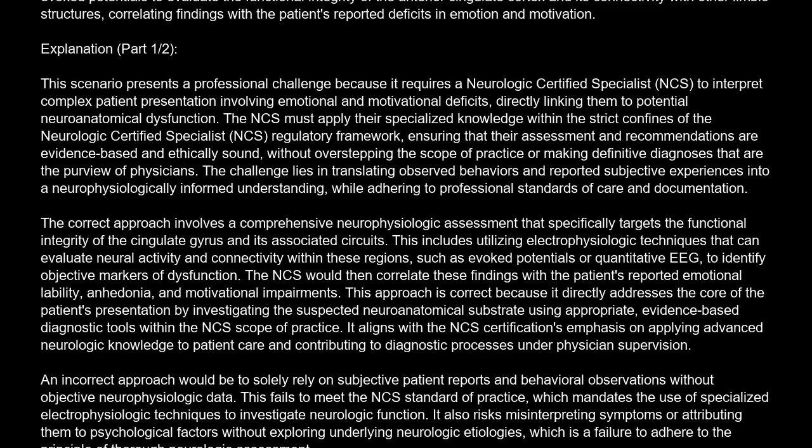The challenge lies in translating observed behaviors and reported subjective experiences into a neurophysiologically informed understanding, while adhering to professional standards of care and documentation. The correct approach involves a comprehensive neurophysiologic assessment that specifically targets the functional integrity of the cingulate gyrus and its associated circuits. This includes utilizing electrophysiologic techniques that can evaluate neural activity and connectivity within these regions, such as evoked potentials or quantitative EEG, to identify objective markers of dysfunction. The NCS would then correlate these findings with the patient's reported emotional lability, anhedonia, and motivational impairments.